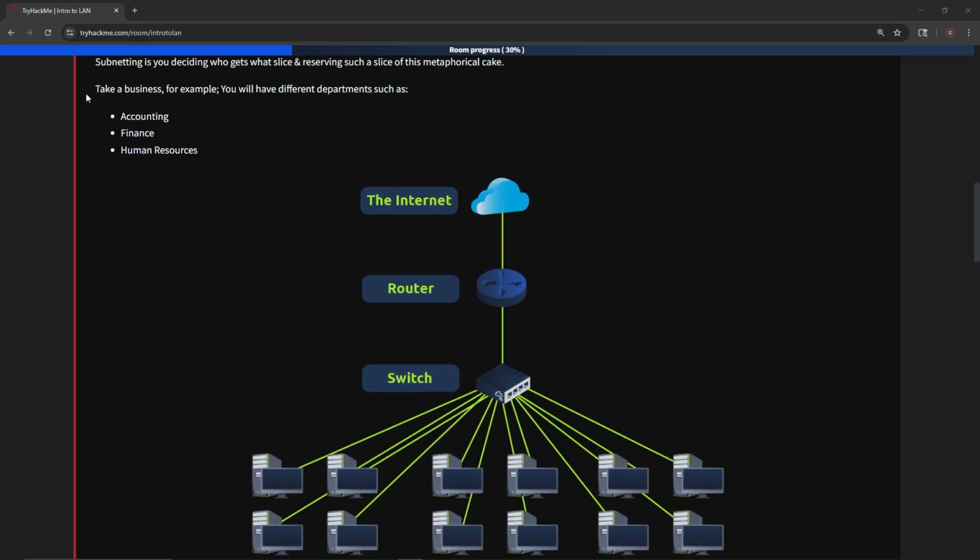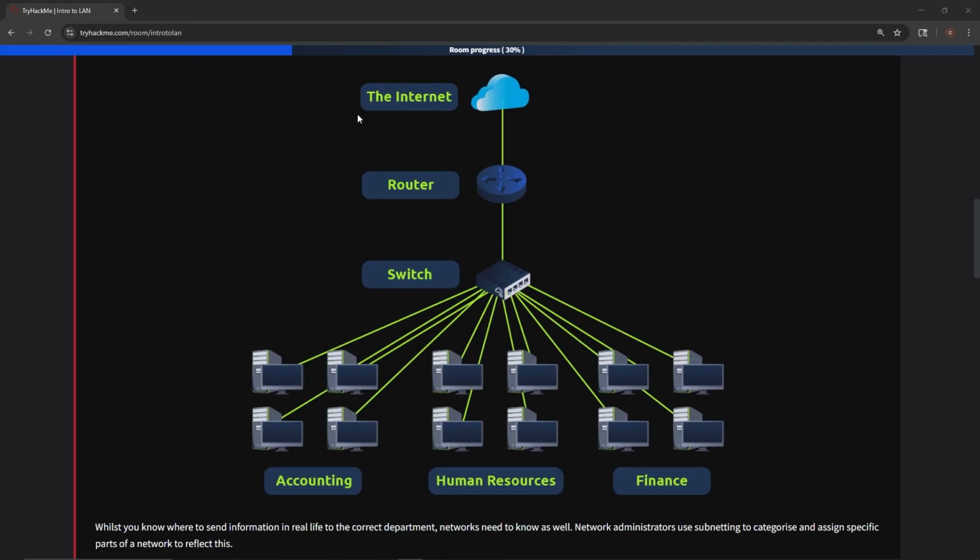So take a business, for example. We will have different departments such as financing, accounting, human resources, not in that order. So we've got the internet right here. We got a router right here looking like a pill. Look, mine's totally a rectangle. So I don't know where they're getting this picture from. Switch looks like what I would expect it to look like. And then we've got the accounting department, human resources, and finance, just like that.